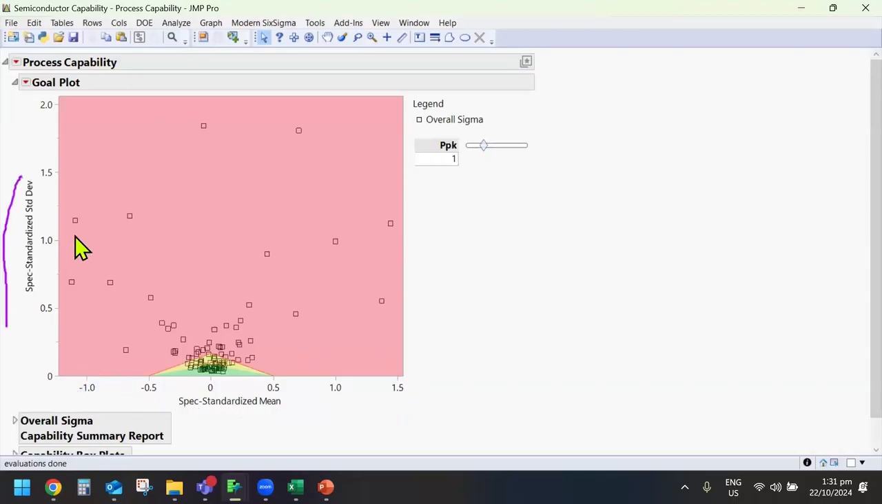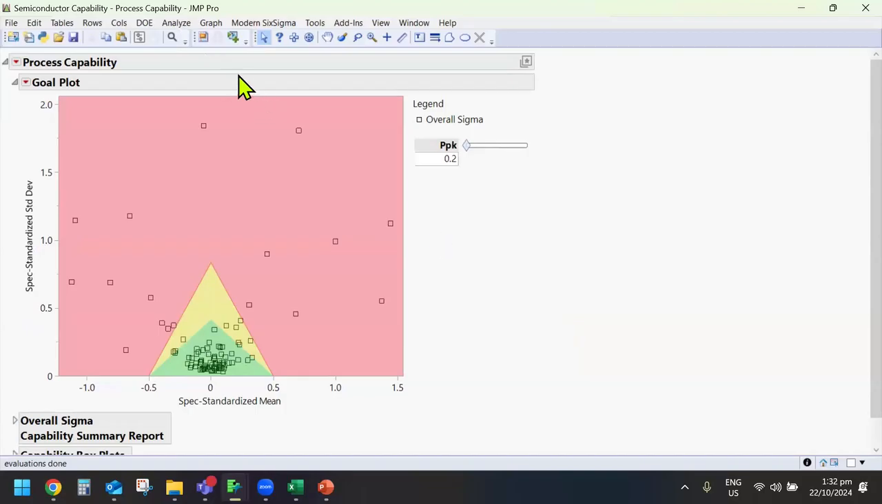Same for the Y dimension. We have the spec versus the standardized standard deviation. So the ideal case is I do not have any process variation. This is the ideal case, but of course, no. The higher it goes, that means my process range is very wide. My process sigma is too big. Of course, you can change over here to adjust the display, a zoom. But let me show you how to use this goal plot.